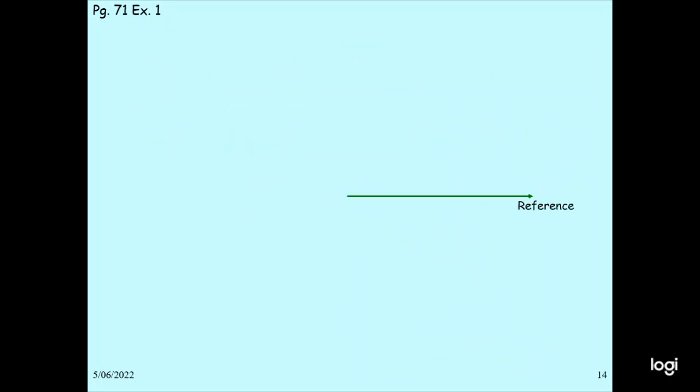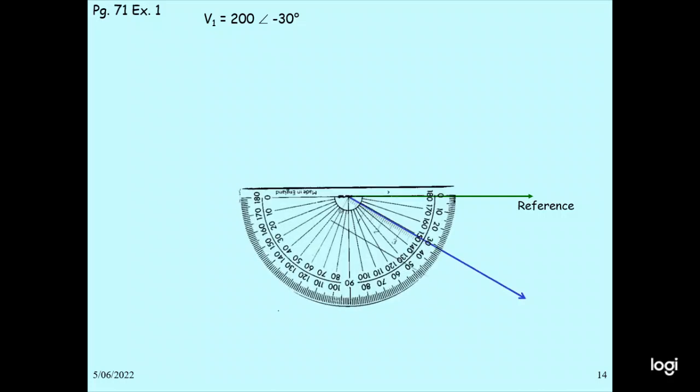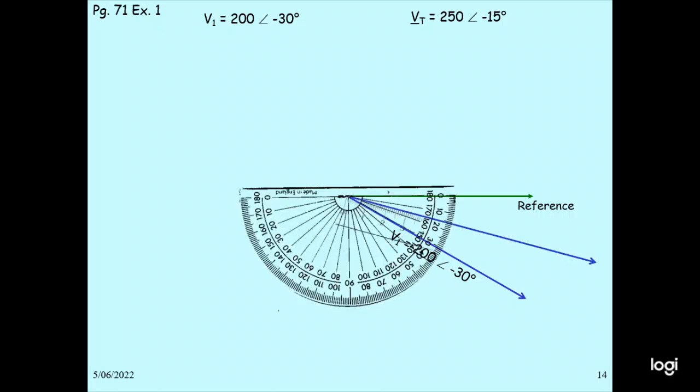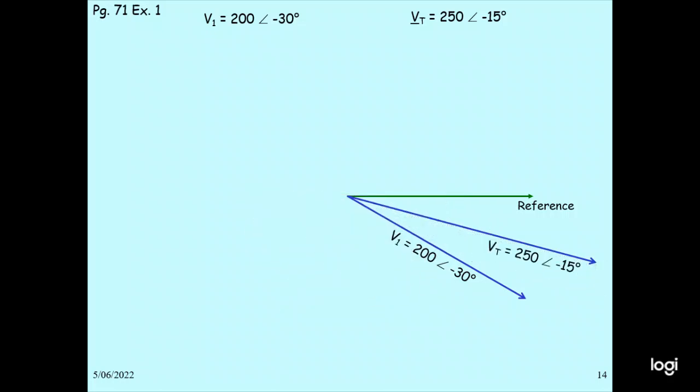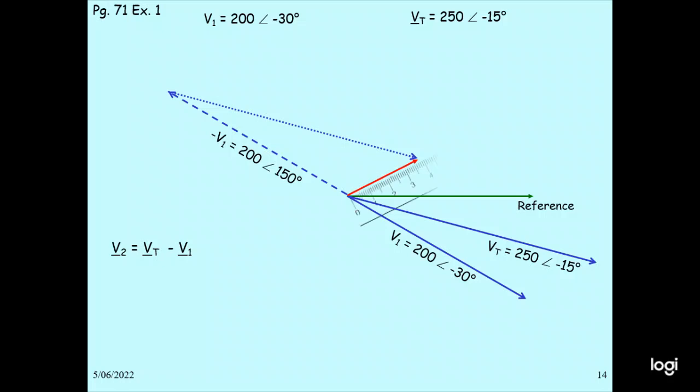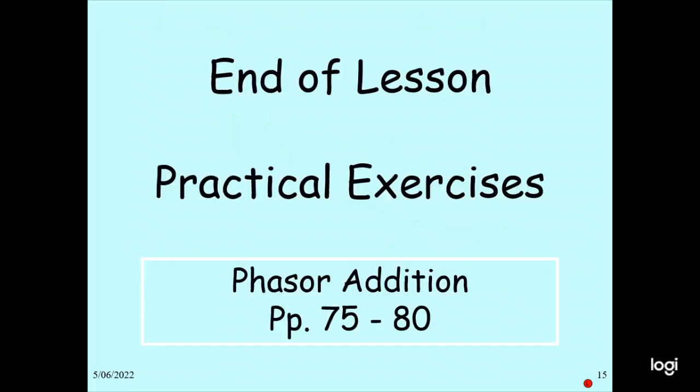This is reference 200 at angle minus 30. 200 at angle minus 30. 250 at angle minus 50. Then you draw V2 minus V1. So this is reverse, minus 200. So V1 is reversed. So this is reversed at this one. And this one you construct the diagram, and this will be the resultant value. V2 is 77 at angle minus 27 degrees. Then you have to do the exercise.